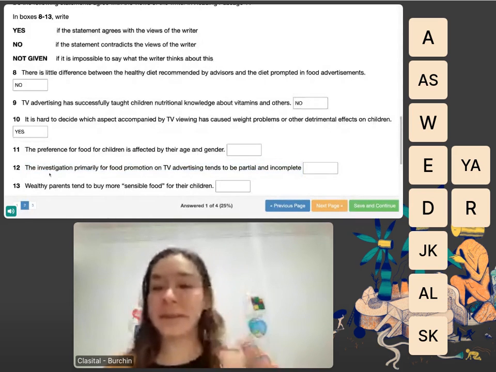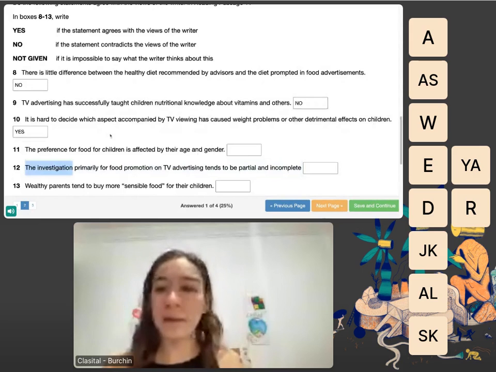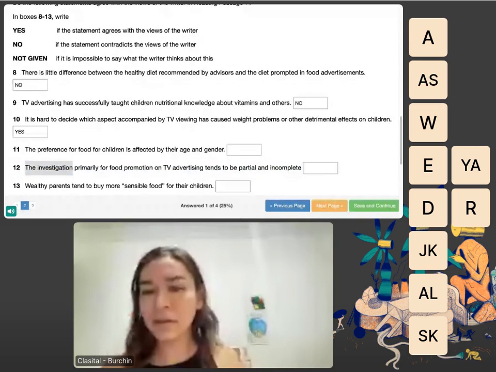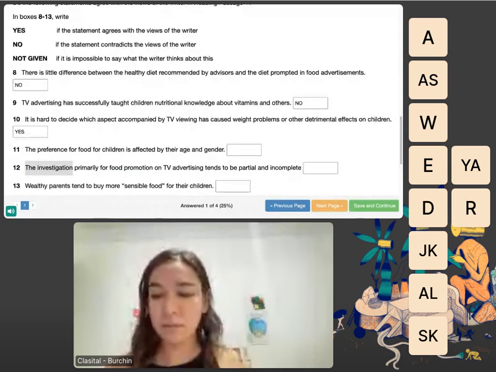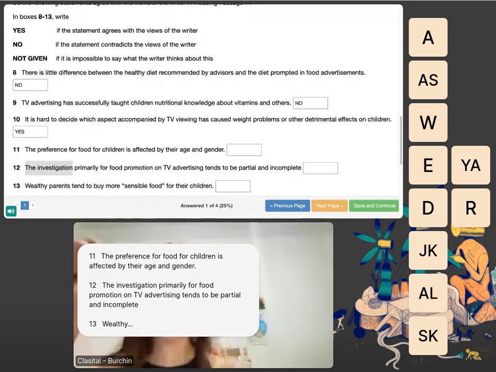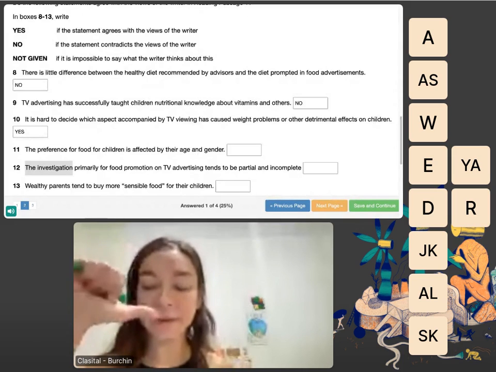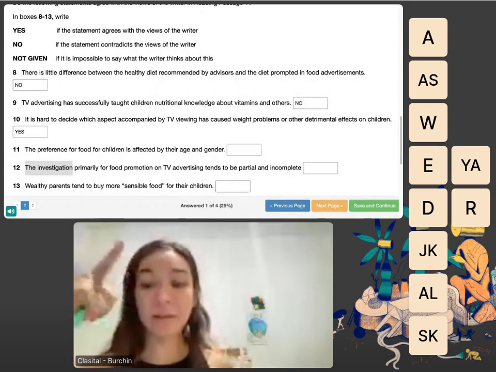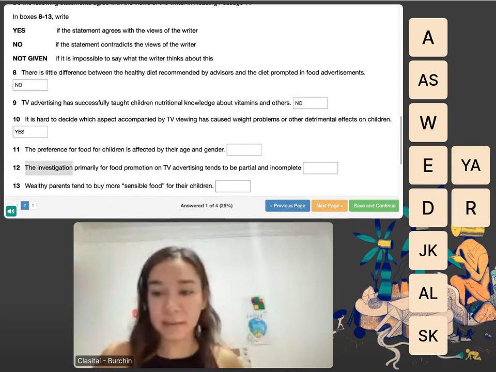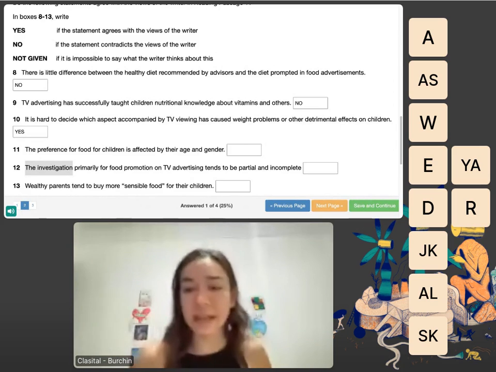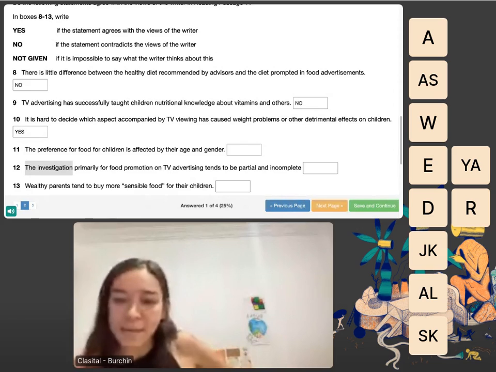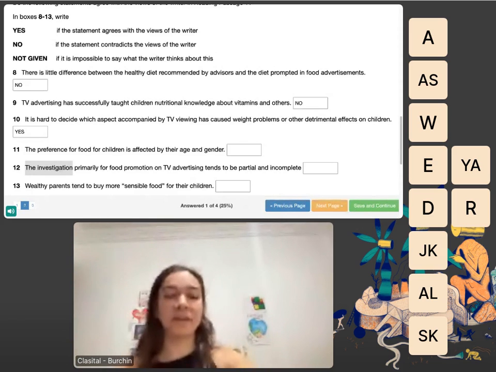Okay, I'm going to send 11 and 12 again. So I will send 3 of them. The preference for food for children is affected by their age and gender. The investigation primarily for food promotion on TV advertising tends to be partial and incomplete, while the parents tend to buy more sensible food for their children.